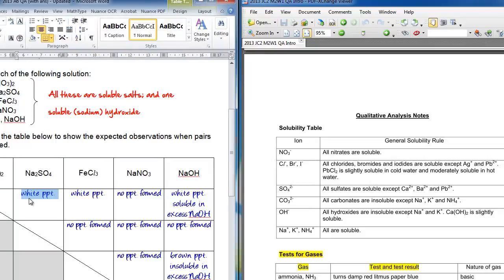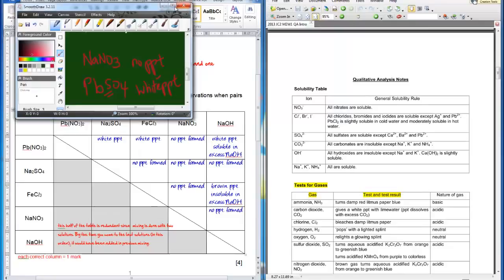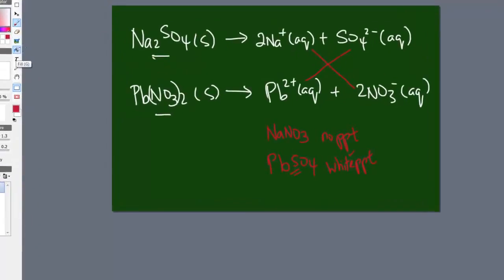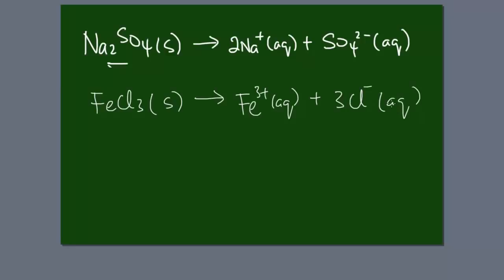Okay, let us go through one more. In this case, how about this one? The mixing of FeCl3 with Na2SO4. Okay, I have FeCl3 solid dissolving to give Fe3+ aq plus 3Cl minus aq. So what I'm going to get is this.